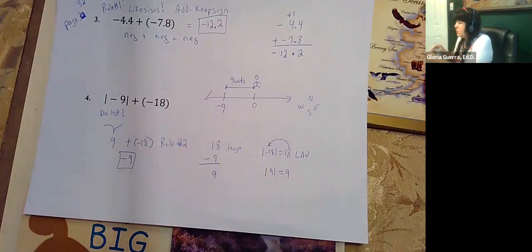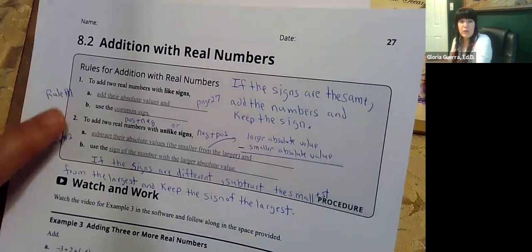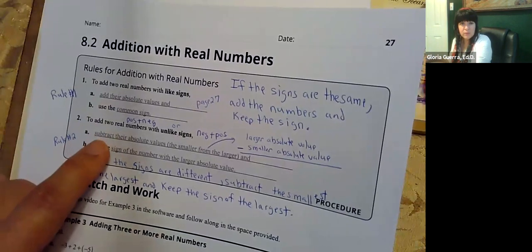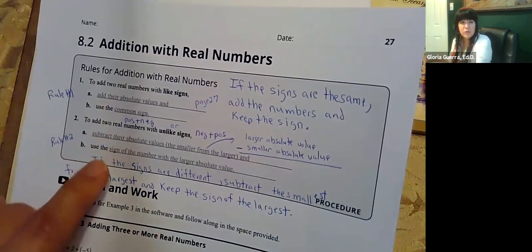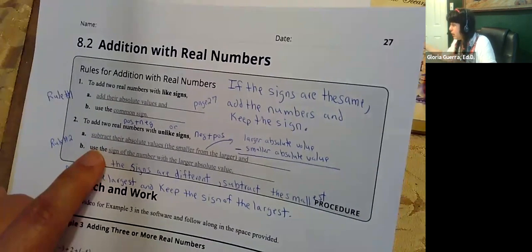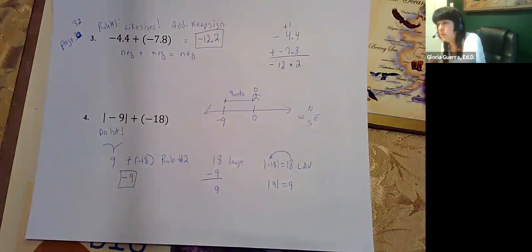And all I'm doing is exercising these 2 rules. Is it rule 1 or is it rule 2? A lot of this has rule 2, where you're having to subtract, and then you use the sign of the number that's got the bigger absolute value. So I'm doing a lot of rule 2 mostly in this workbook. And that's just with the department when they make the problems. I'm just kind of focused on that, I guess.